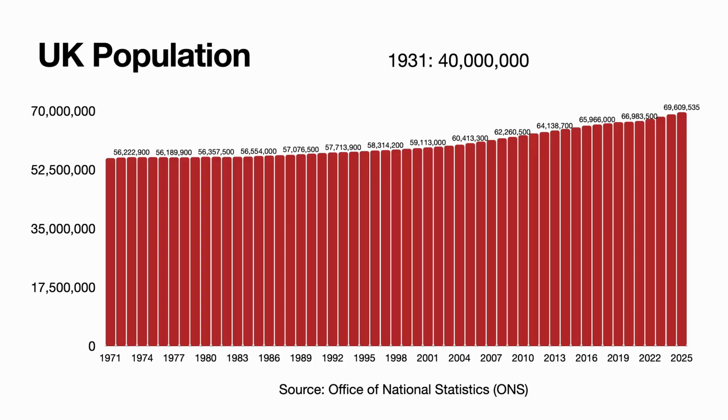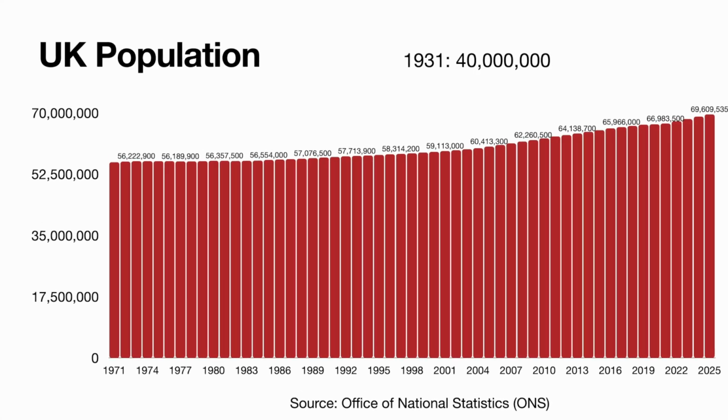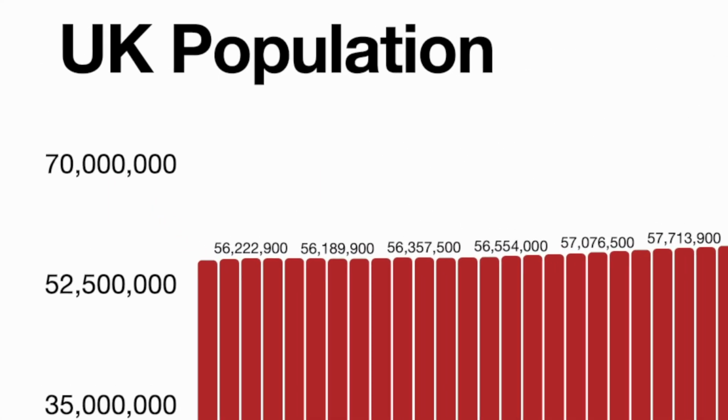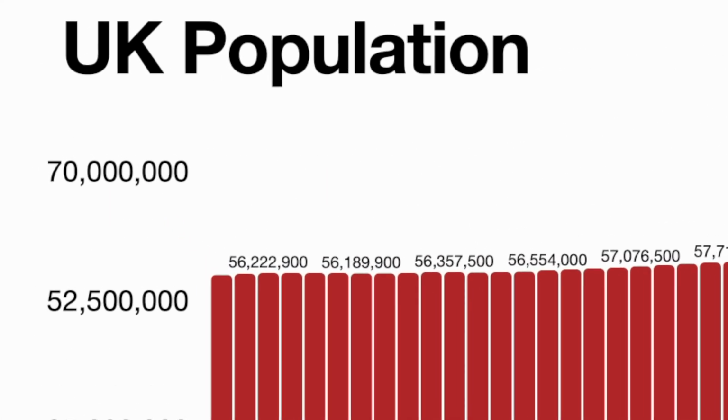To grasp why UK governments have enabled mass immigration, we first need to understand the problem. Let's start by looking at the growth of the UK population. In 1931, the UK population was 40 million. 40 years later, it had grown to 56 million. So quite a big difference. A growth of 3.3% every 5 years.